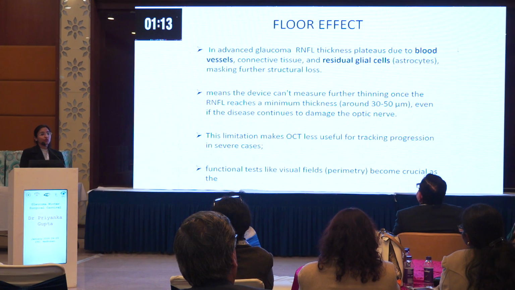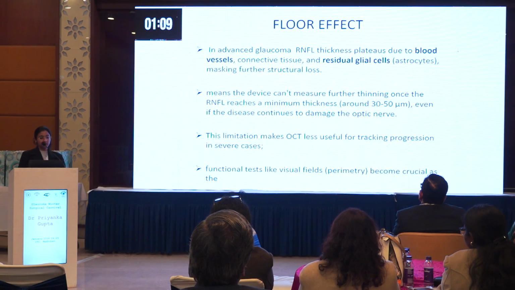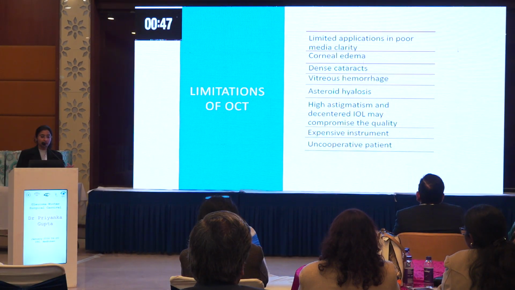One important thing is the floor effect. Now what happens in severe glaucoma cases when there's total glaucomatous optic atrophy, the RNFL plateaus, because now what the scan picks up is the residual connective tissue, the astrocytes, the blood vessels, and it will not go beyond that. It will give a stationary reading now. So it's not a good idea to do OCT in advanced cases. In such a scenario, you have to resort to your functional tests like perimetry or maybe your clinical disc evaluation.